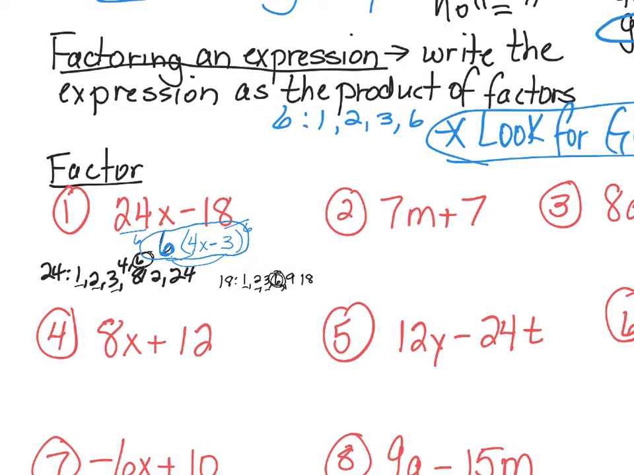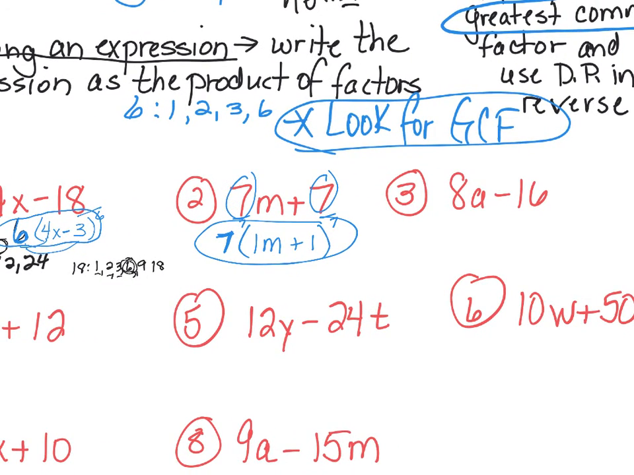Look at number 2. We're only looking at the numbers. What is the greatest common factor between 7 and 7? 7. That becomes my truck, so 7 goes on the outside. 7 divided by 7 is 1m, plus 7 divided by 7 here is 1. How do you know if you're right? Check it by using the distributive property.